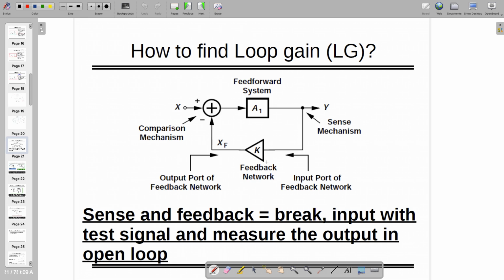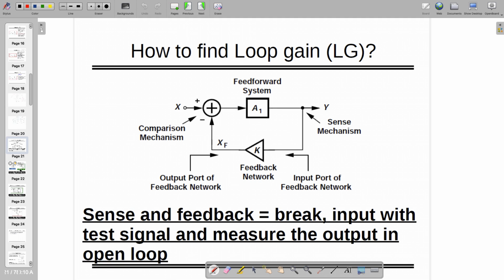You have to find out the complete loop gain. In that case, this is the thing: sense and feedback is equal to break. If you want to find out sense and feedback, these two things are there: the sense mechanism and the feedback. You can break at an input with a test signal and measure the output in open loop. So you need to break the loop. This is the important part. After breaking the loop, you need to apply some input at the input of this loop and measure it. If you measure it at the output, it will be the multiplication of these two things. While doing this, of course, input x goes to 0, right?